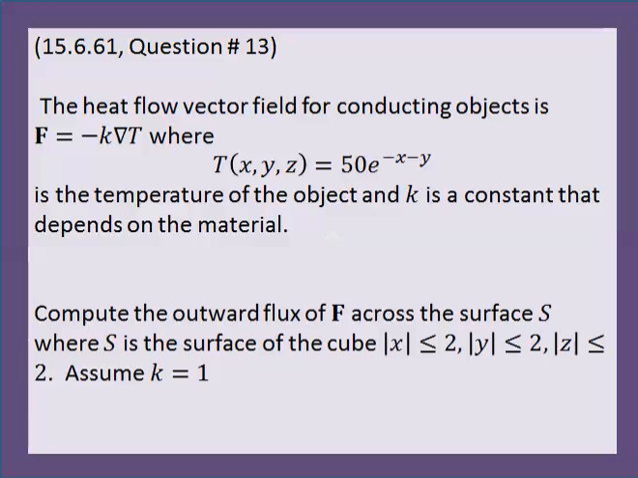15.6.61. The heat flow vector field for conducting objects is F equals negative K times the gradient of T, where T is the temperature of the object and K is a constant that depends on the material of the object. We're going to compute the outward flux of F across the 6 faces of a cube.